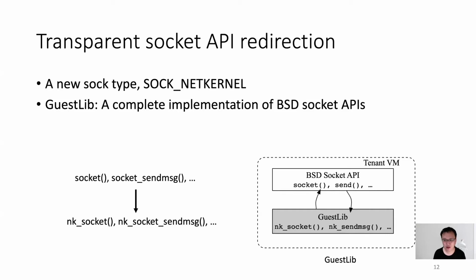First, we create a new socket type in the guest lib inside the Linux kernel. This is a complete implementation of the BSD socket APIs. In the tenant's VM, all of the system calls will be diverted to NetKernel APIs. For example, socket will be diverted to NetKernel socket, and socket sendmsg will be diverted to NetKernel socket sendmsg. For every network function of the BSD socket, the guest lib provides the same APIs for the application in the Linux kernel. And as you know, the application works in the user space. Hence, it works without any changes.